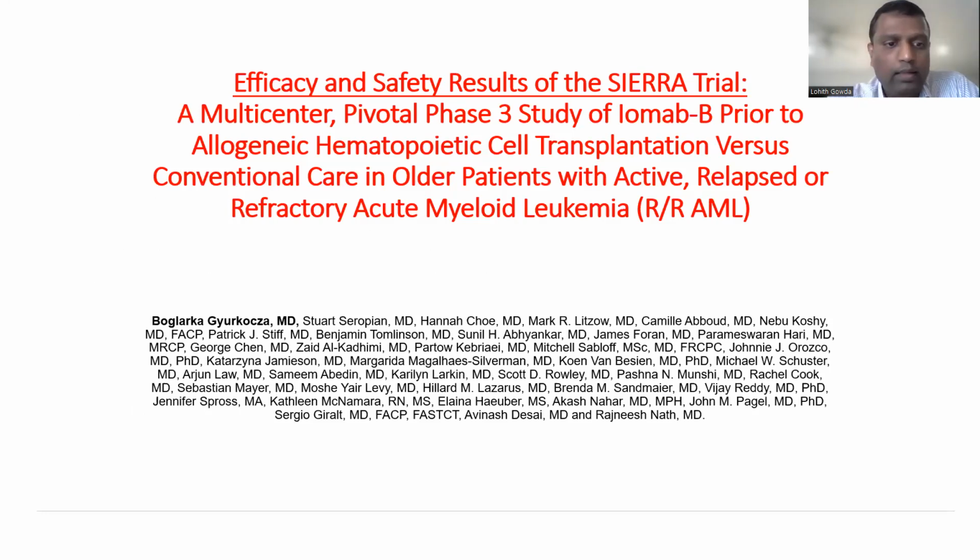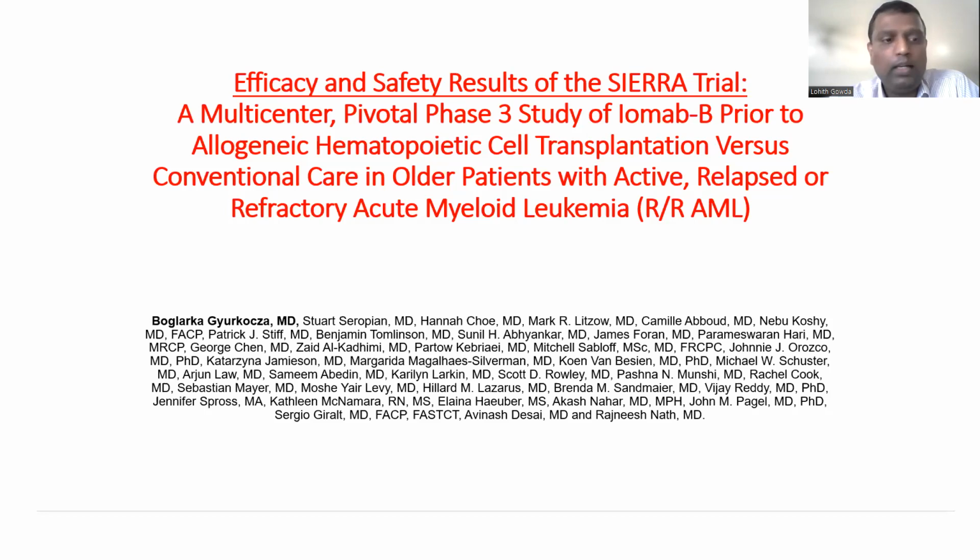Dr. Zaidan, who's one of our leaders in the leukemia program, asked me to condense some of the TCT slides with the ASH hematology slides, because those are really practice changing. Here I'm presenting a study called the SIERRA study. Dr. Seropian was the principal investigator on site for this. This was a multi-center pivotal phase 3 study of Iomab-B, a drug I'm going to talk to you about, prior to allogeneic stem cell transplant, versus conventional care in older patients with acute relapsed refractory leukemia.